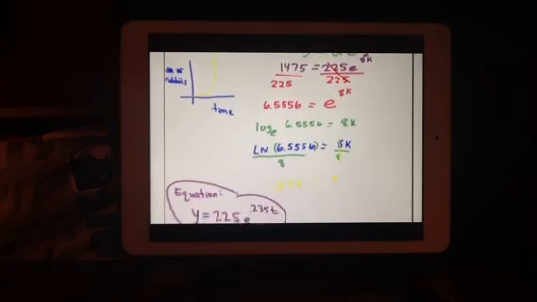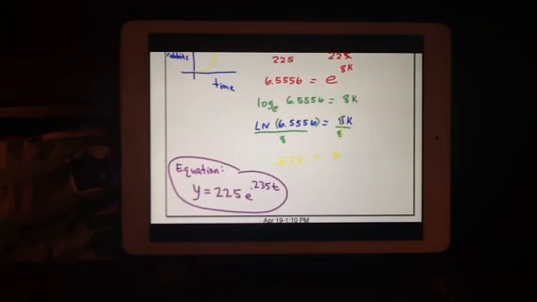And now we can write our equation. We know that it's y equals, again, the initial value was given to us at the beginning, the 225. e just stays in as e. We just found k, so that gets plugged into the formula right there. And then, of course, we want to leave t as a variable so we can plug in anything we want.